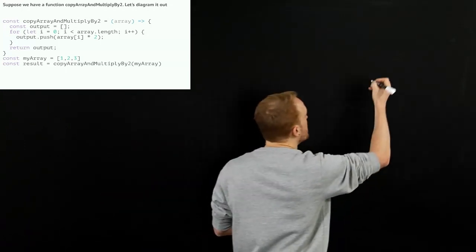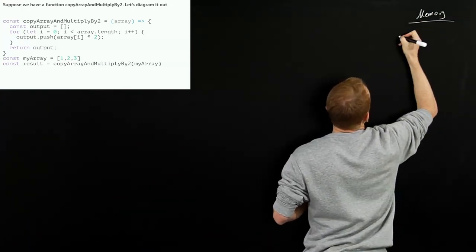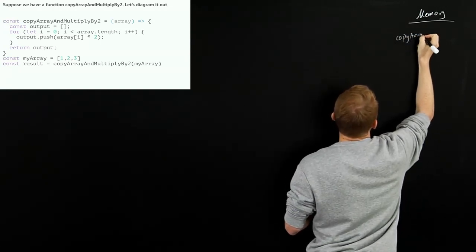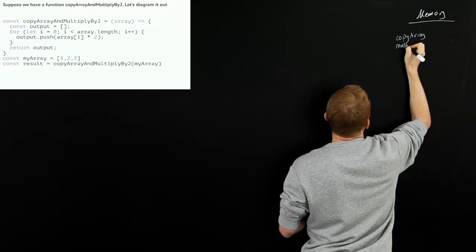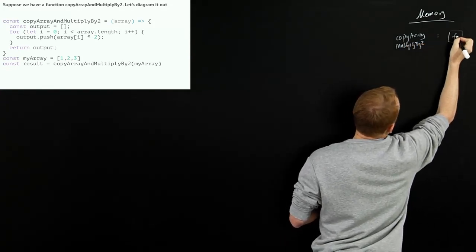Declaring a variable. It is quite big. Global context. Yeah, global context. We're saving in memory what, Seth? We're naming it some ungodly long name, copy array and multiply by 2. Some clear semantic name, copy array, multiply by 2. Saving it, there it is.